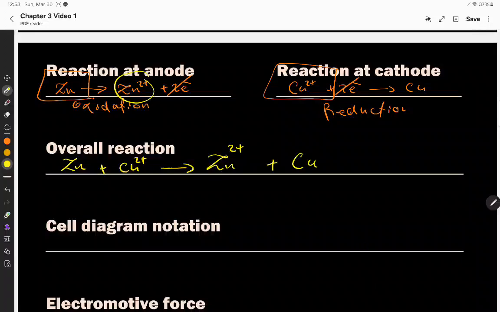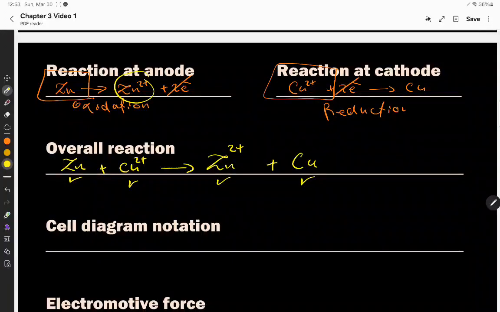Now let's see here what happened. At the anode, zinc. Then at the cathode, we have copper ions. After the arrow, after oxidation, zinc 2 positive. After reduction, copper will be copper 0.